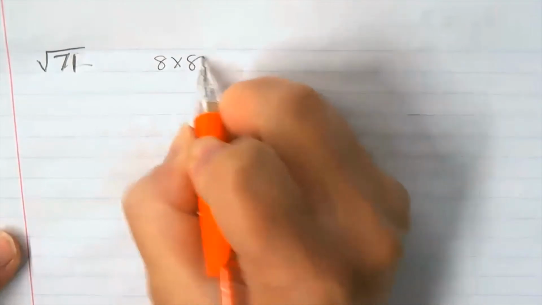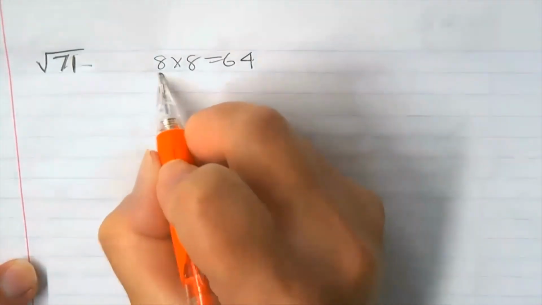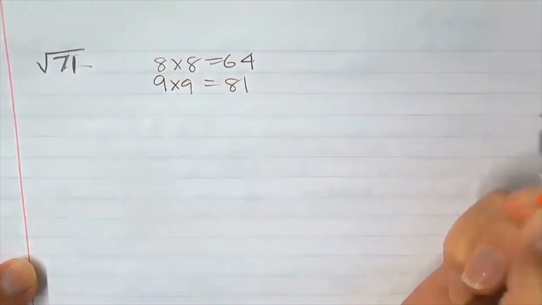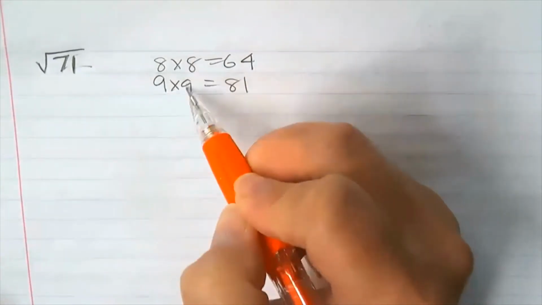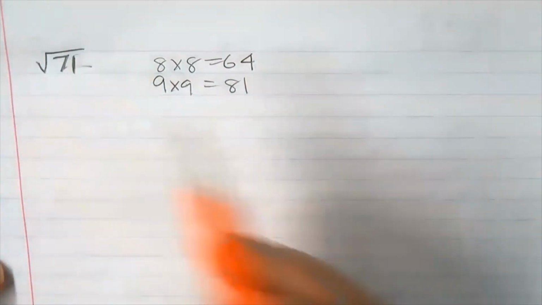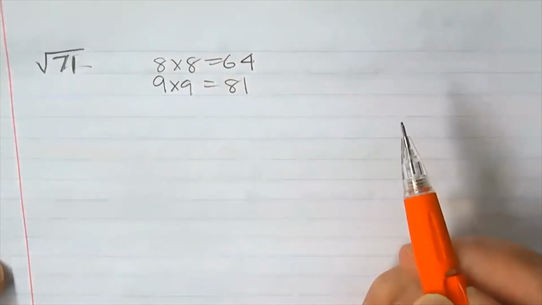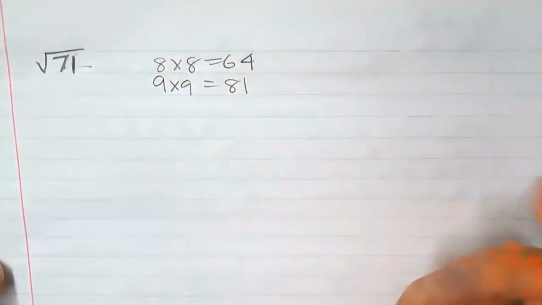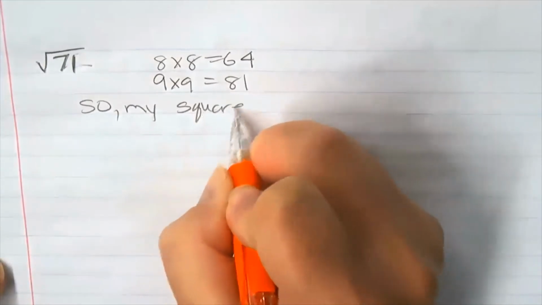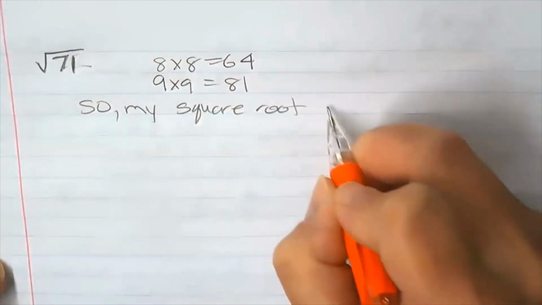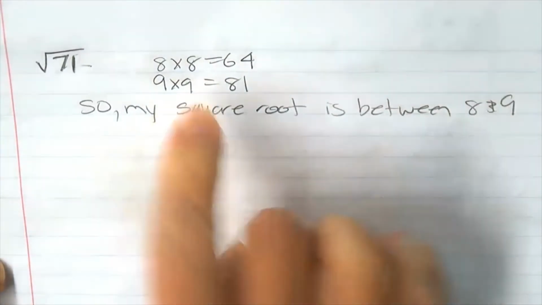I know 8 times 8 equals 64. 64 is a little too low. So let's try 9 times 9. 81. Okay. I know I started with my whole numbers. I know that the square root of 71 is going to fall between 8 and 9, because 71 falls between 64 and 81. So my square root is between 8 and 9.